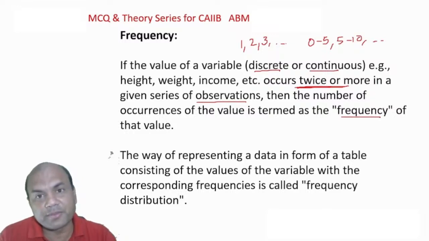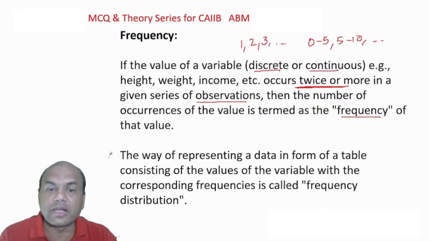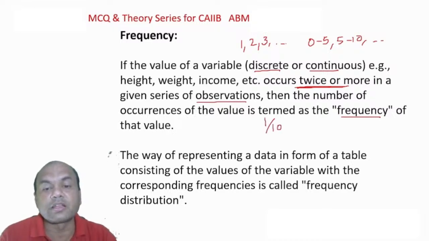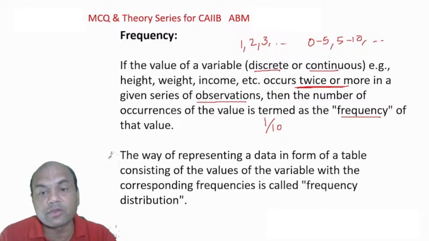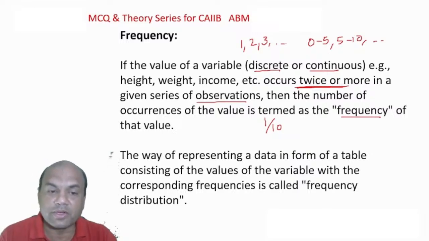In the exam, sometimes you get numericals also. In that numerical, the frequency is 1 upon 10, so that is the frequency, and in the numerical you can write it as 1. But remember, from the definition point of view, a value that occurs twice or more is known as a frequency.